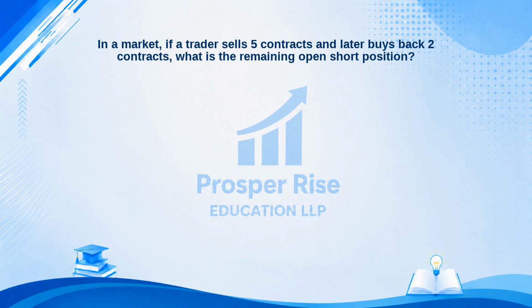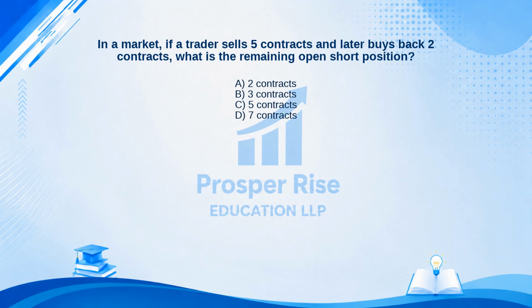In a market, if a trader sells 5 contracts and later buys back 2 contracts, what is the remaining open short position? Here are your options. A. 2 contracts. B. 3 contracts. C. 5 contracts. Or D. 7 contracts. Take a moment to pause the video and decide.